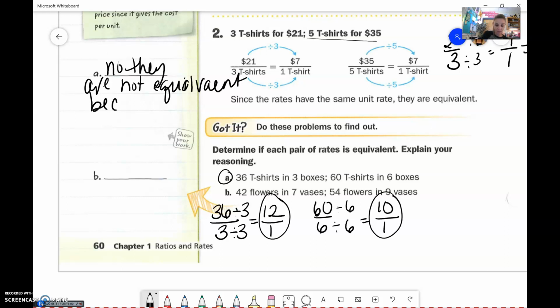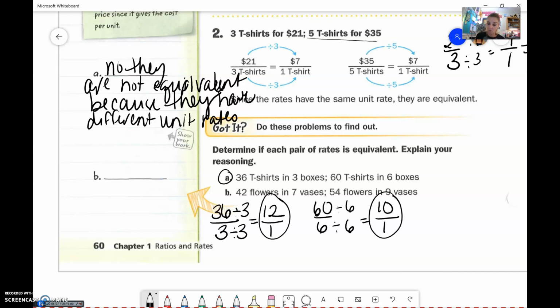Okay, because they... Oh, I forgot, look at me, it's an L. I did an L, oh my goodness. Okay, they are not equivalent because they have different unit rates. Meaning that one is 12 and one is 10.